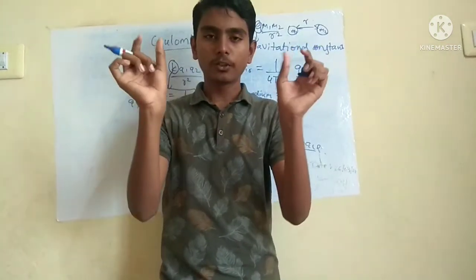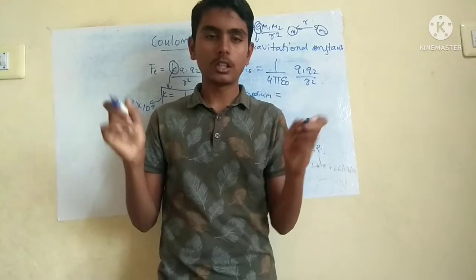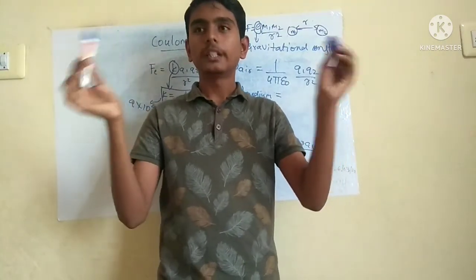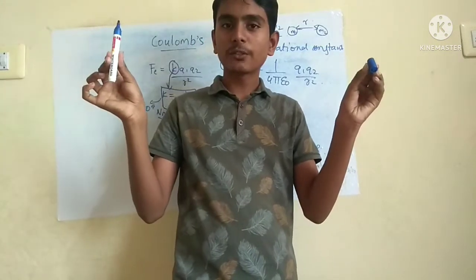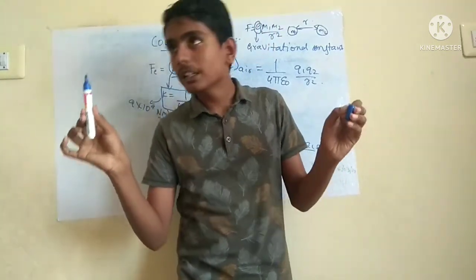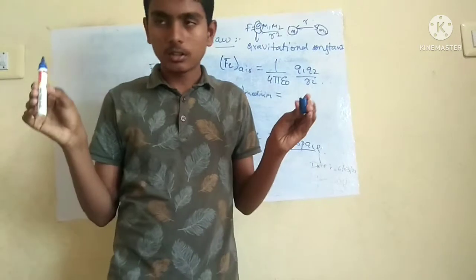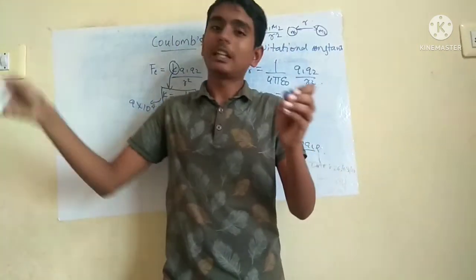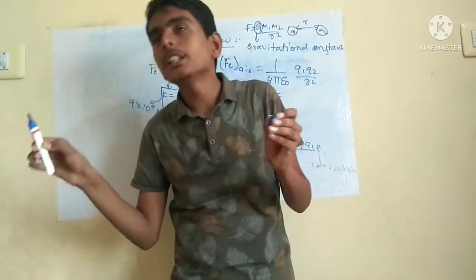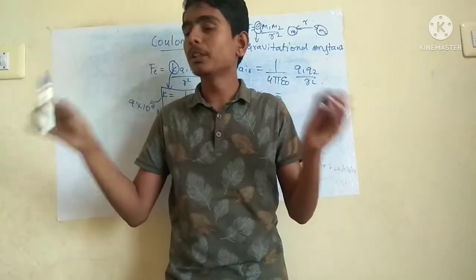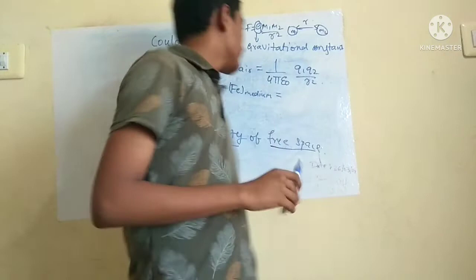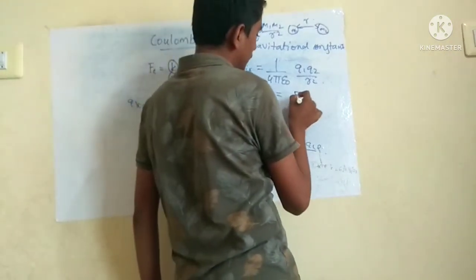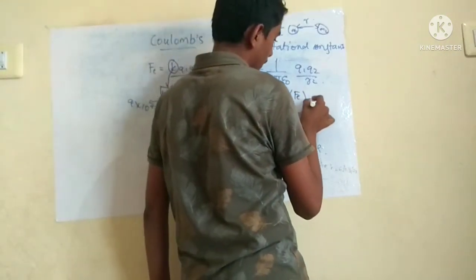Means now if this is Q1, this is Q2, they are in air, the medium between them is air. Now how much electrostatic force will be there? You calculate, and now I will carry this to water, another medium. If I carry it to another medium, the electrostatic force between these two will be reduced. How much will it be reduced? That will be reduced by the factor of K.